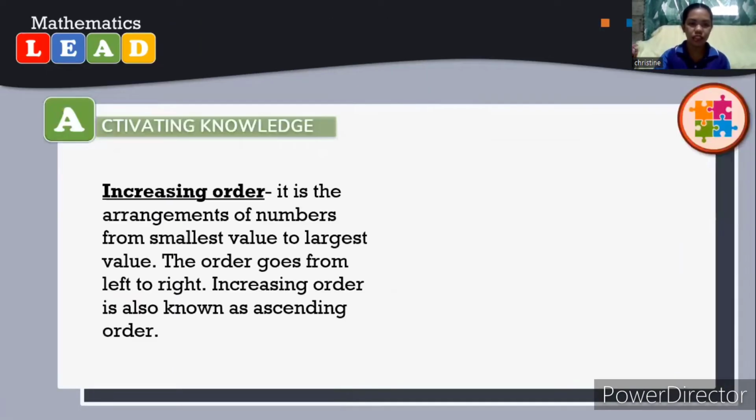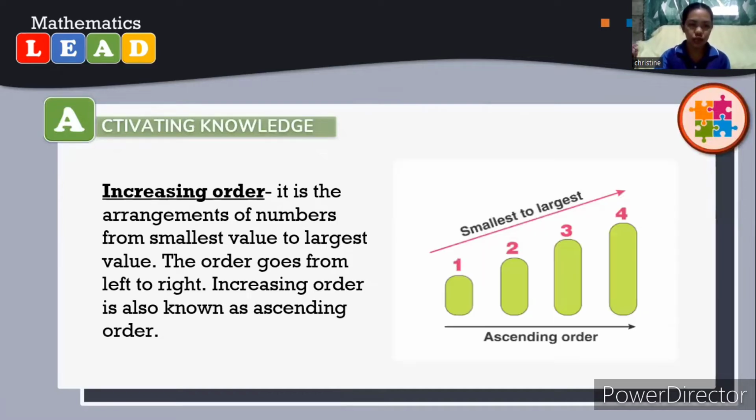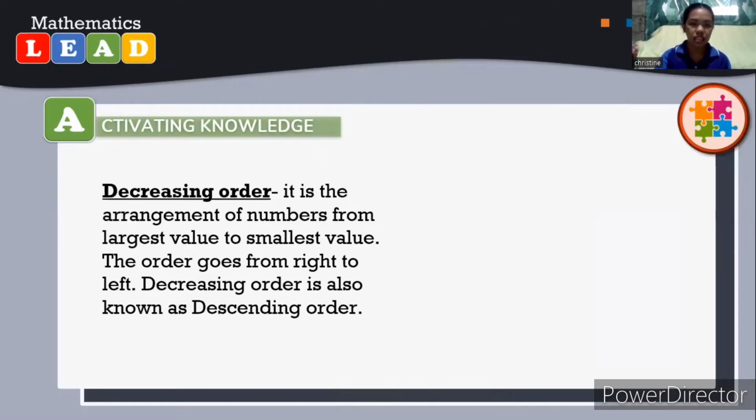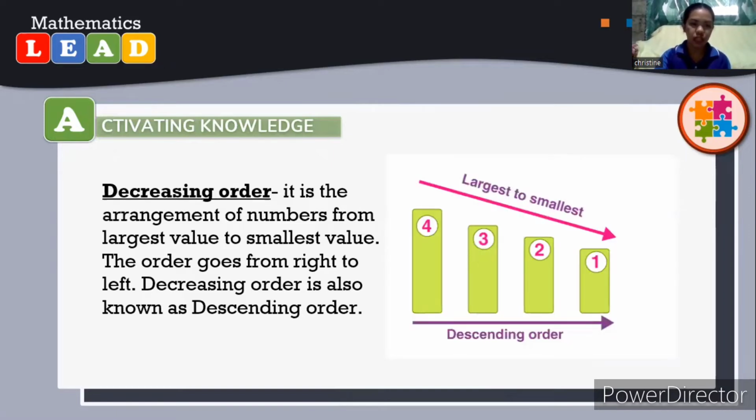Increasing order is the arrangement of numbers from smallest value to largest value. The order goes from left to right, and increasing order is also known as ascending order. While decreasing order is the arrangement of numbers from largest value to smallest value. The order goes from right to left, and it is also known as descending order.